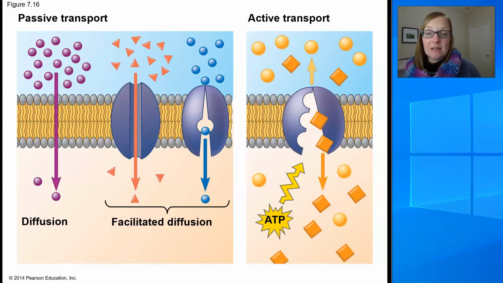All right, so this slide is a really good one for review. It sort of does a compare and contrast of passive transport versus active transport. So let's use this to review. On the left-hand side, we have passive transport, our different examples here.